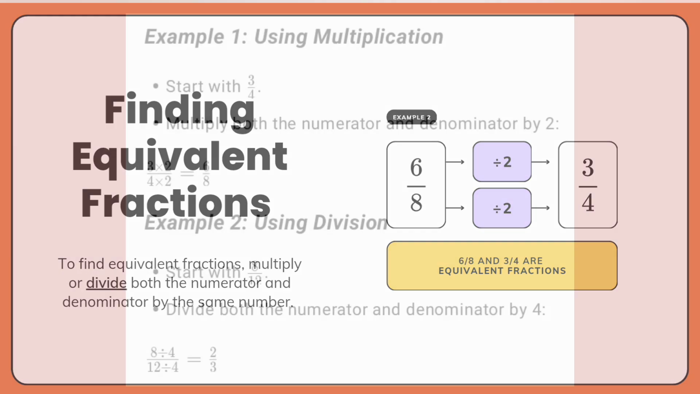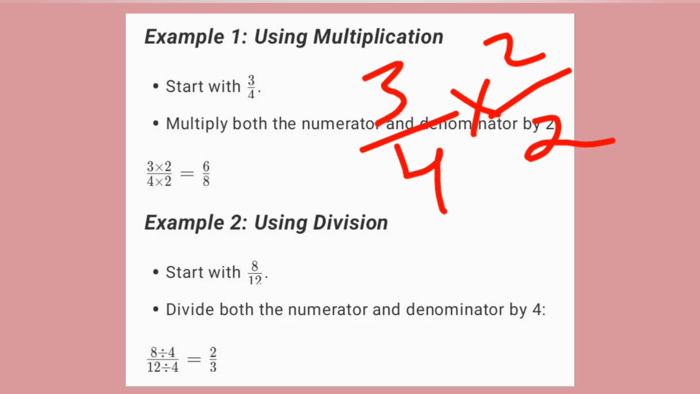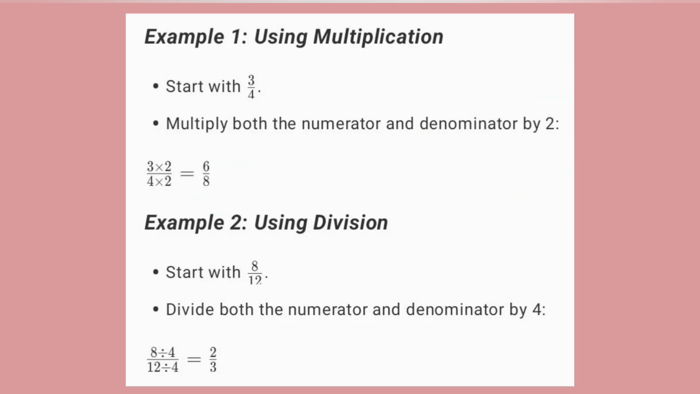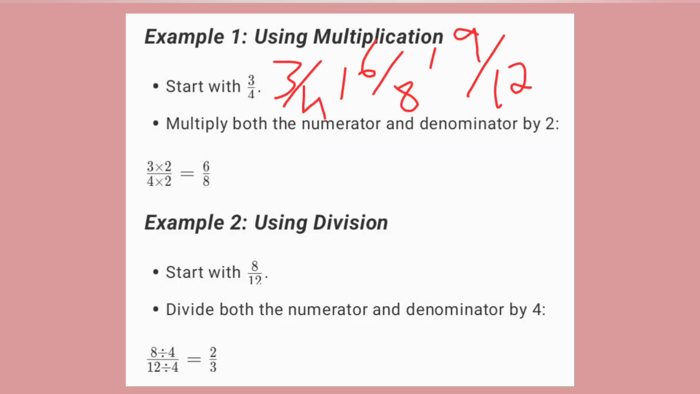Here are some more examples. Let's go through these examples. Example number 1 is using multiplication. We have to find the equivalent fraction of 3 bar 4. First we'll multiply both the numerator and denominator by 2, then we'll get 6 by 8. We can also find another equivalent fraction by multiplying by 3, that is 9 by 12. So the equivalent fractions will be 3 by 4, 6 by 8 and 9 by 12 and so on. You can get still more equivalent fractions.